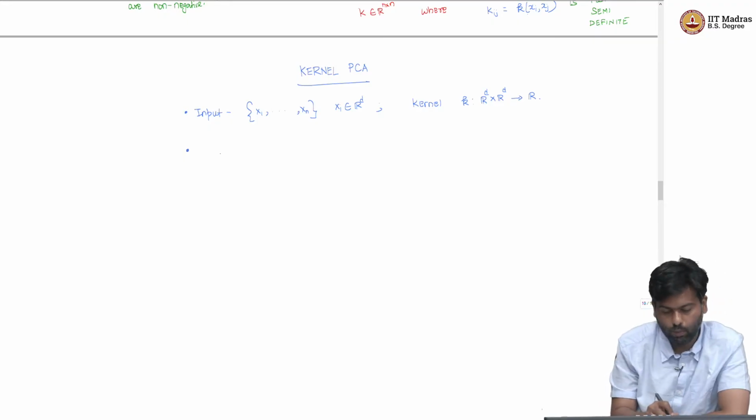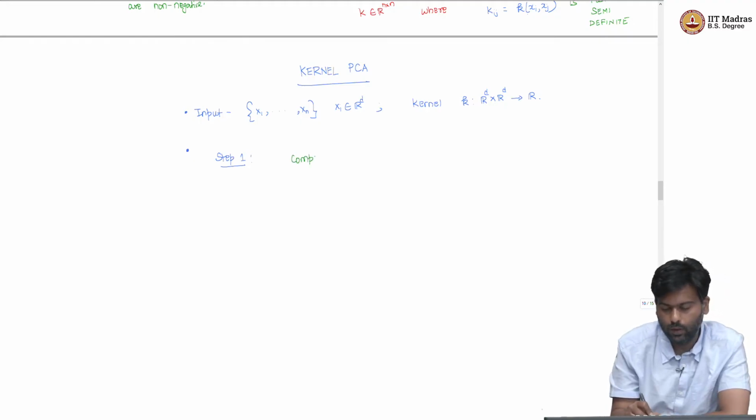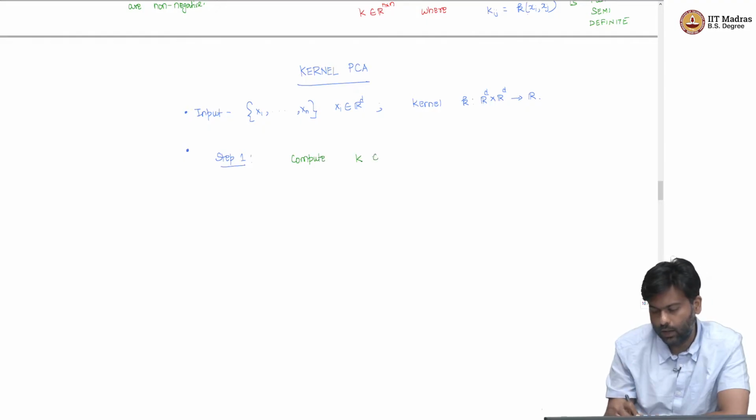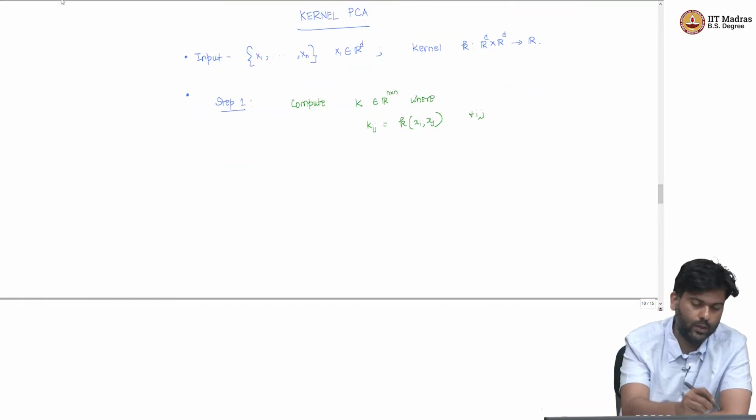Now, what is step 1? Well, step 1 you would do the following: compute K in n cross n, where Kij equals your kernel evaluated at the points xi comma xj, for all i, j.